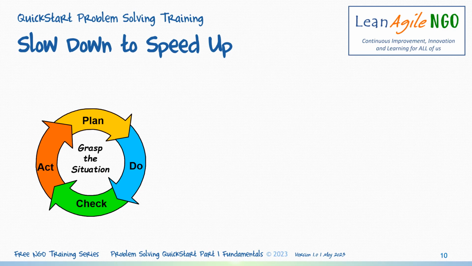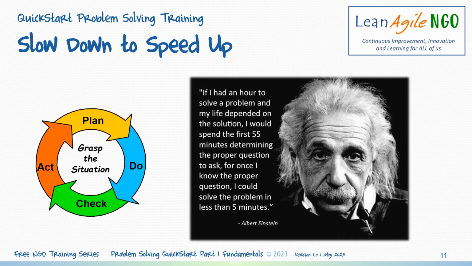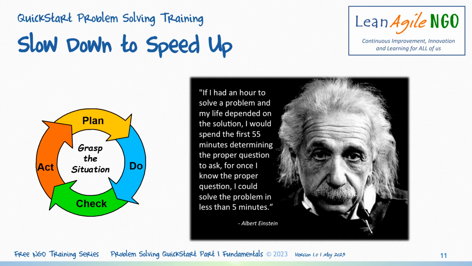Well, it sounds simple. We've already discussed how this is not natural behavior, and it's especially difficult when we're under pressure, for most people. Albert Einstein was not most people. He once said that if he had an hour to solve an important problem, he would spend the first 55 minutes thinking about the problem and the last 5 minutes solving it.